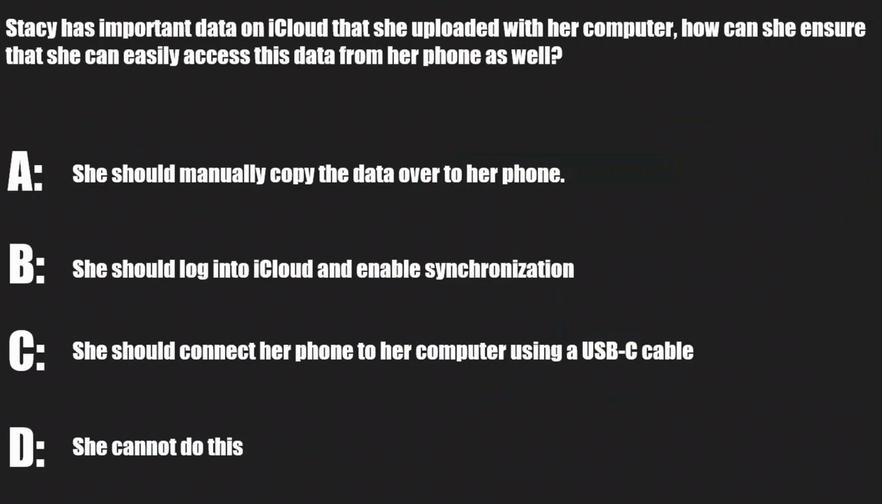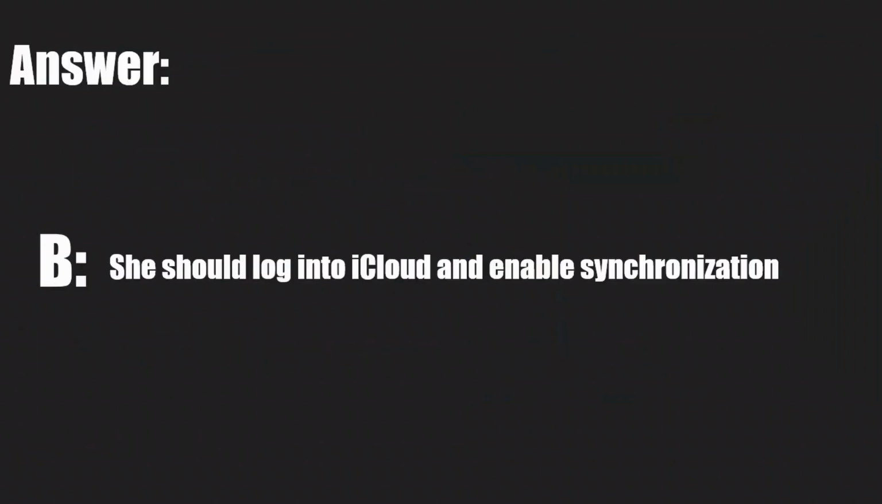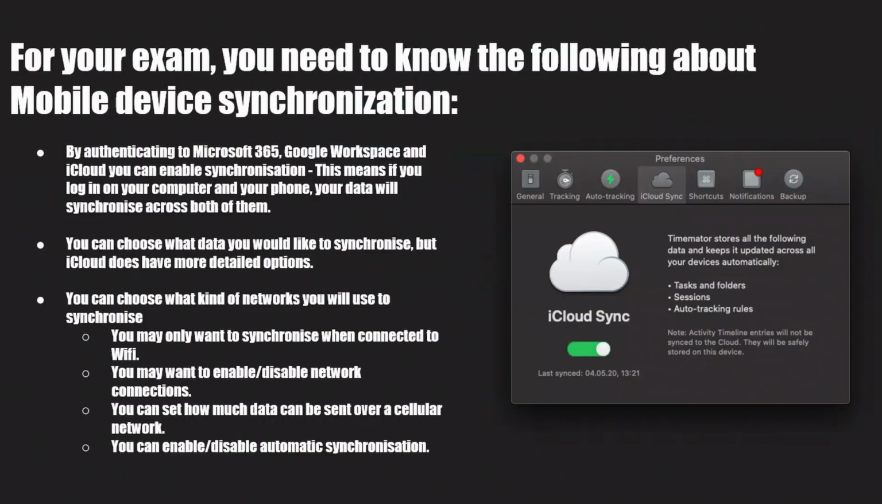And the answer is B. She should log into iCloud and enable synchronization. So guys, on the screen here, I've got a lot of information, but essentially you just need to understand the rough idea that there are services such as Microsoft's 365, Google Workspace, and iCloud that you can have on your desktop device, on your computer, and also on your phone, and you can make sure or allow that information to synchronize across both.